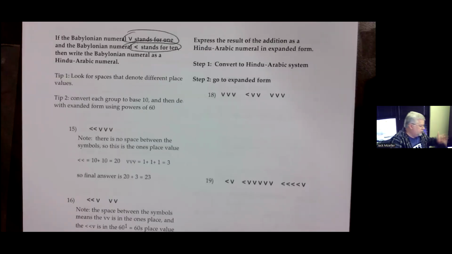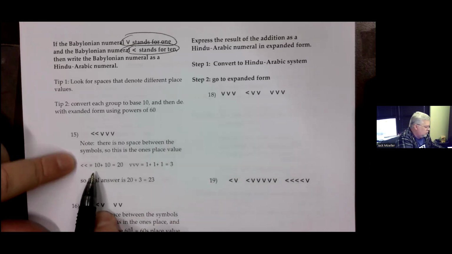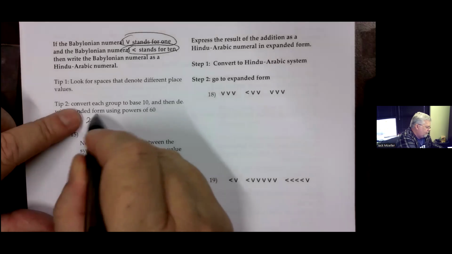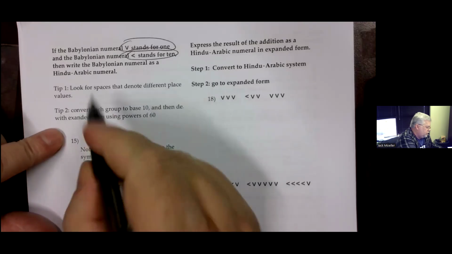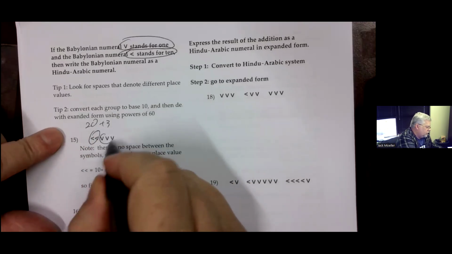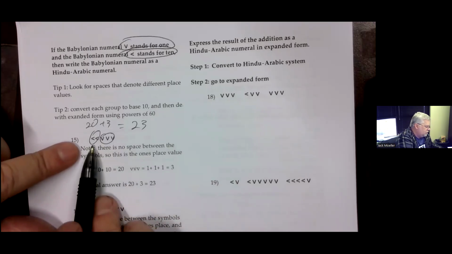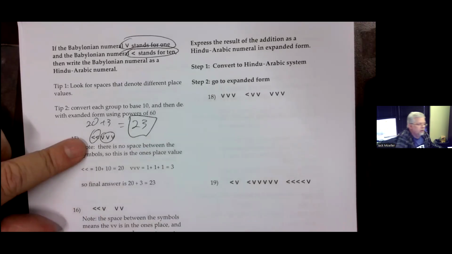So how do we read this? Right, so we have less than, V, V, V. And the less thans are tens. So that's 10 plus 10, so that part of it is 20. And then the V's are 1. So we have 1 plus 1 plus 1, so that part is 3. So that Babylonian number right there is equivalent to 23 in our number system.